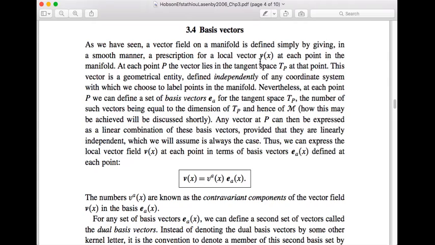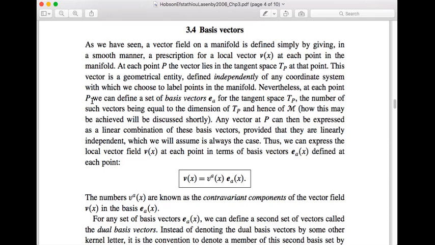A local vector v, which is a function of x, the coordinates of the point, at each point in the manifold. At each point P, the vector lies in a tangent space, TP, at that point. This vector is a geometrical entity. That means it's defined independently of any coordinate system with which we choose to label the points in the manifold.